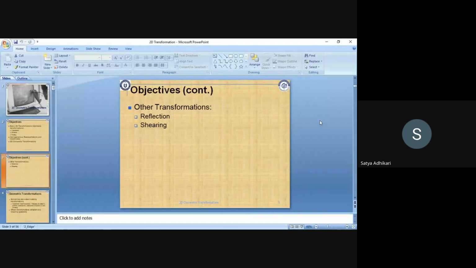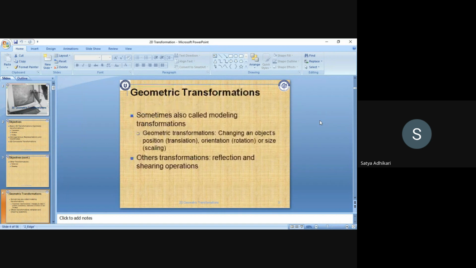Shearing, the shearing here is the change in the shape of the object. So we already know that these are the geometric transformation techniques, and you see it is written: changing the object's position is translation; orientation, if you rotate one side, that is rotation; and if you change the size, it is called scaling.